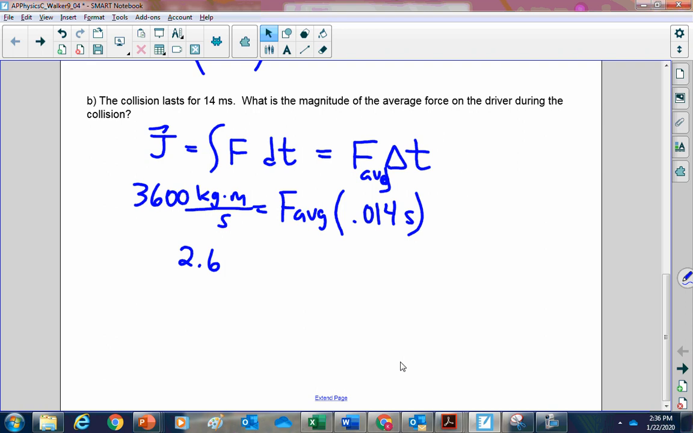So when you do this, then you get 2.6 if we round times 10 to the 5th newtons. So that would be, if that truly actually happened, then that would kill the driver. So obviously we don't want that collision to last such a short amount of time, and we would want airbags, etc., something to make that collision last longer.